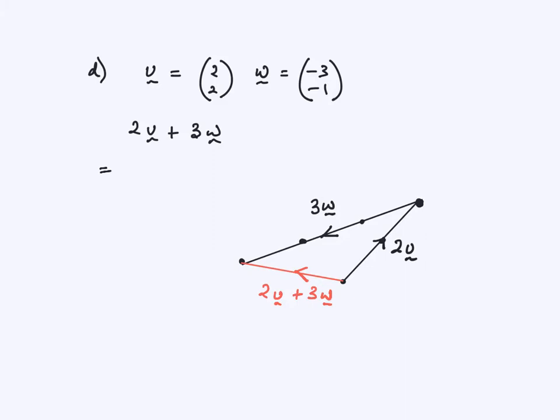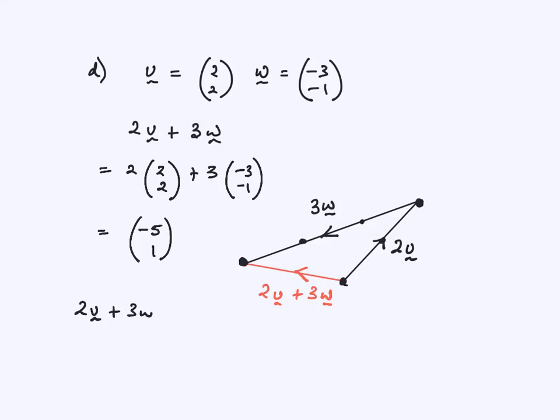If I do the calculation, 2 lots of 2, 2 plus 3 lots of minus 3, minus 1, so that's 4. 4 take away 9 is minus 5, and 4 take away 3 is 1. If you look at the diagram, you see that we move 5 spaces back from this point and then 1 space up. So I want to work out the magnitude. We'll square the minus 5 and the 1, and we'll take the square root of the total, and that's square root of 26.